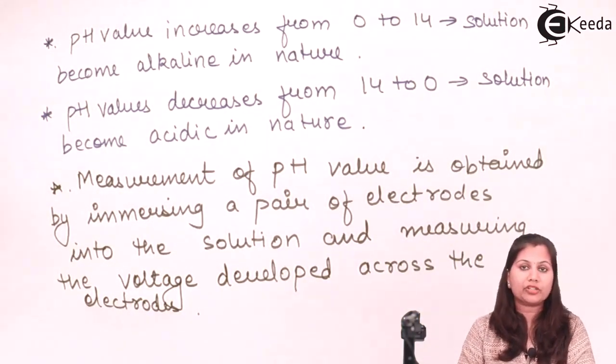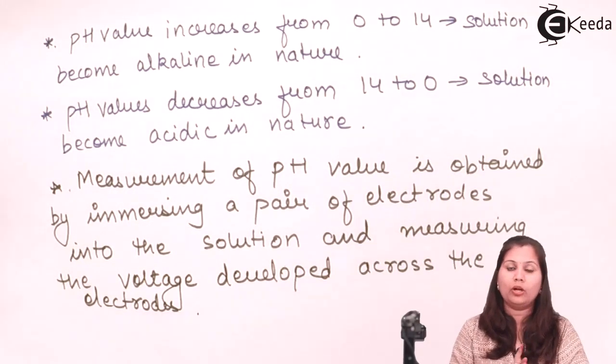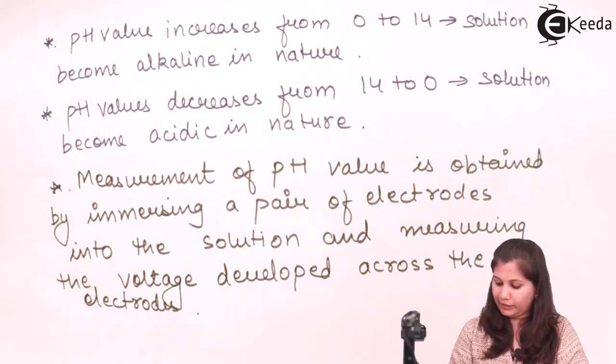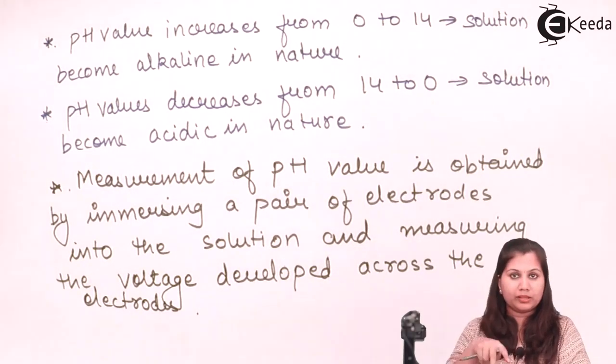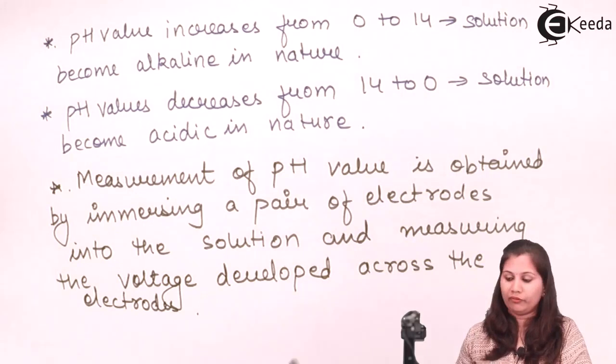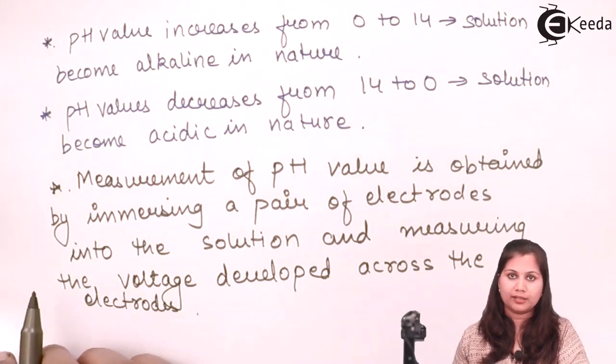So measurement of pH can be done by using a pair of electrodes, means two electrodes are there. One electrode is called the reference electrode and the other electrode is called the measuring electrode. And we are going to immerse those pair of electrodes in the solution whose pH we want to measure, and then we are going to measure the voltage which is produced across the two electrodes. Okay, so with the help of a voltmeter we are going to measure the voltage. Okay, and that voltage is going to give us a measure of the pH of the solution.